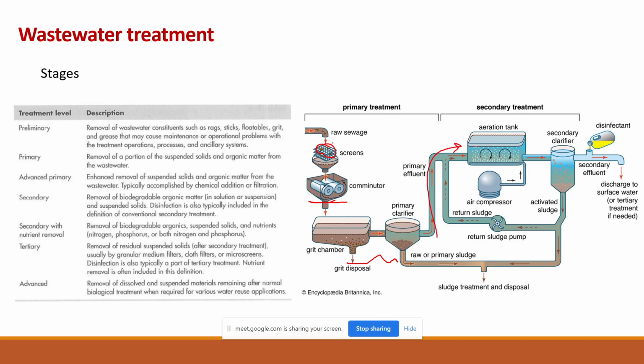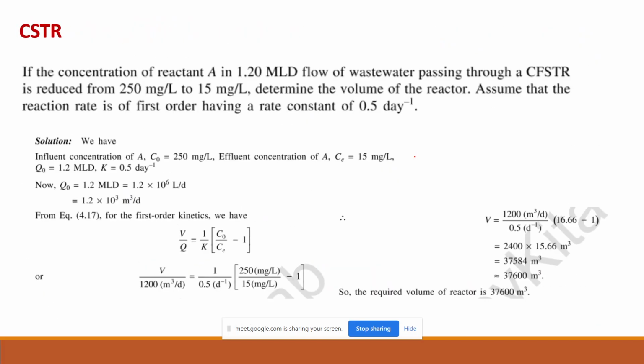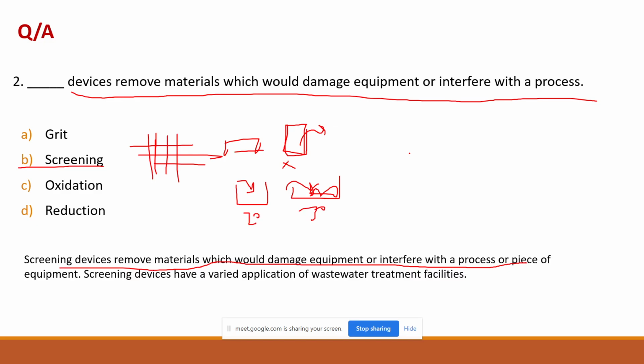Because if such large particles come into the aeration tank, it will hamper the entire process and also it can hamper the machinery. Suppose you have very small aerators here, right? Such kind of particles will hamper these functions. So that is why large materials and floating debris, like pieces of clothes, rags, sticks, floatables, are all removed during the primary or preliminary treatment, mainly through screens and comminutors, right? So I hope this solves your question. That is why the answer here will be screening devices.